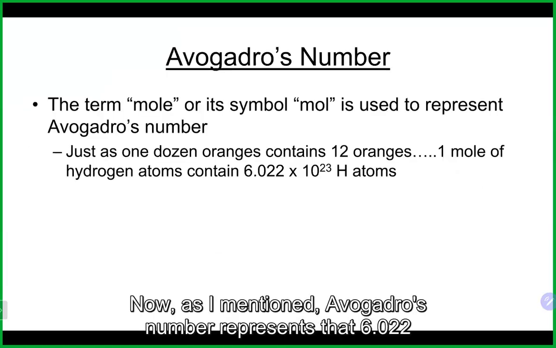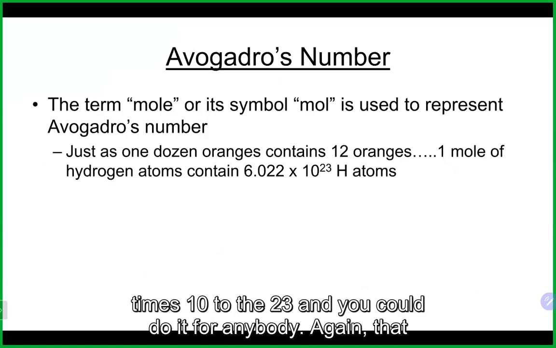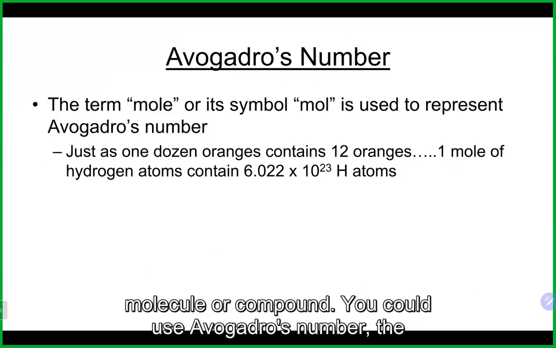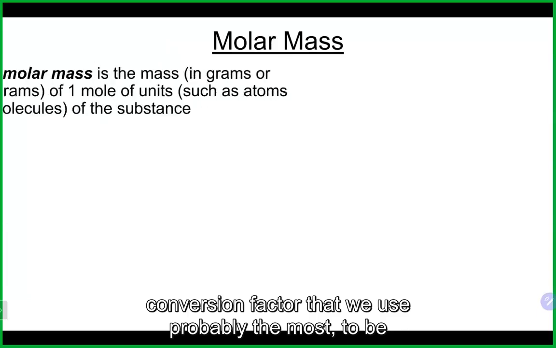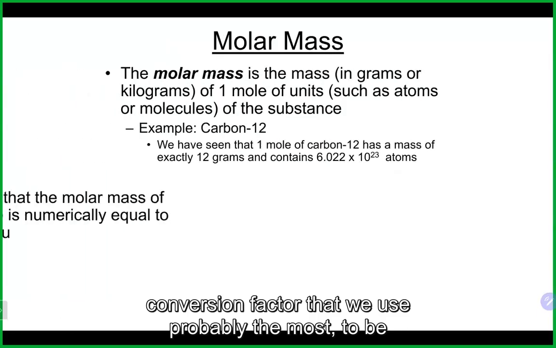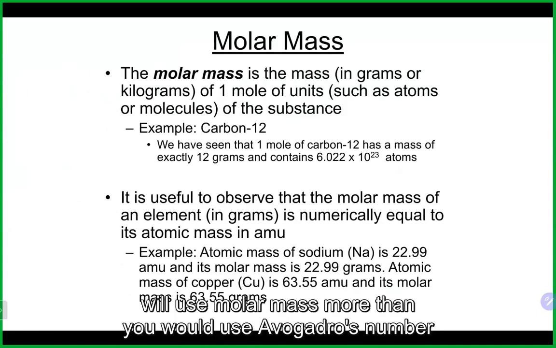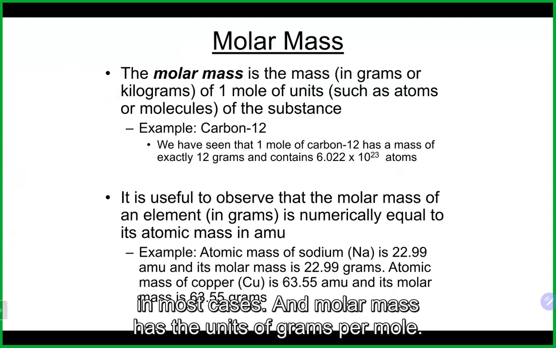Now, as I mentioned, Avogadro's number represents that 6.022 times 10 to the 23. And you could do it for any element from the periodic table. You could do it for any type of molecule or compound. You could use Avogadro's number. The conversion factor that we use probably the most, to be truthfully honest with you, is molar mass. And you probably will use molar mass more than you would use Avogadro's number in most cases.